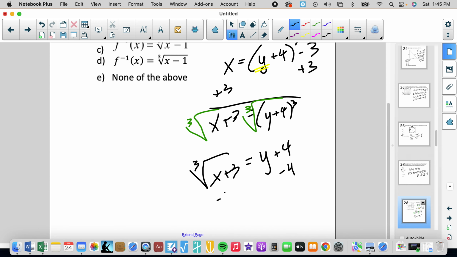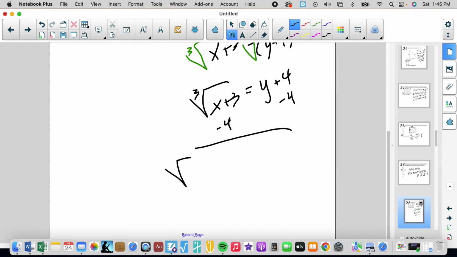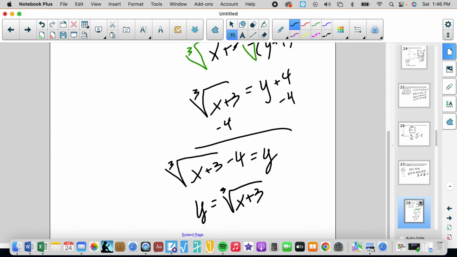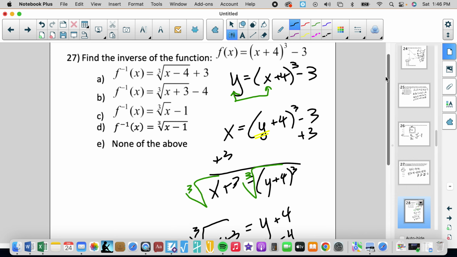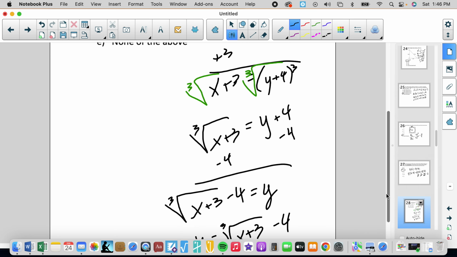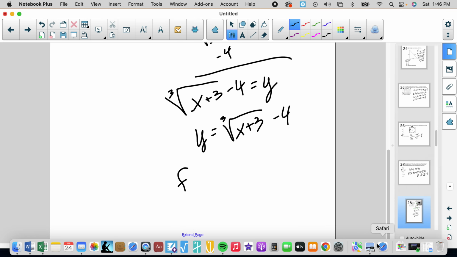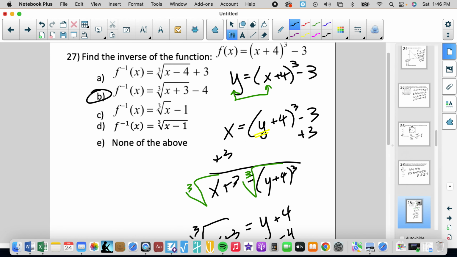Now we're going to minus 4 from both sides. That's outside of the cube. Minus 4 equals y. And then we can write it as y equals the cube root of x plus 3, minus 4. And then instead of writing y, we could write f inverse of x, or f to the negative 1, equals the cube root of x plus 3 minus 4. That negative 4 is outside. So that answer is B.